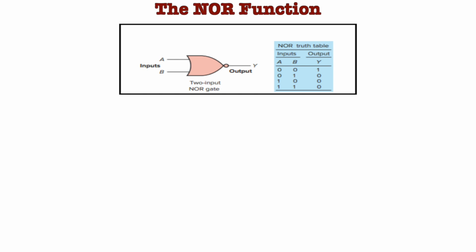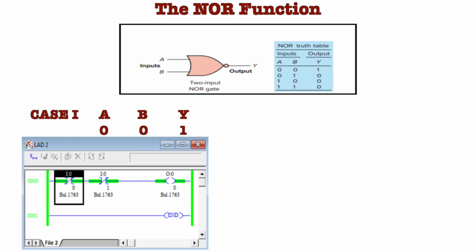So how will we implement the NOR function in a logic diagram? Now we will see. For case 1, when A is 0, B is 0, to implement the NOR function we have connected two normally closed switches in a series connection. Like you can see here, we have connected two switches with the addressing I colon 0 slash 0 and I colon 0 slash 1 in series with the output. So when A is 0, B is 0, they will remain in their normally closed state and we will get a high output.